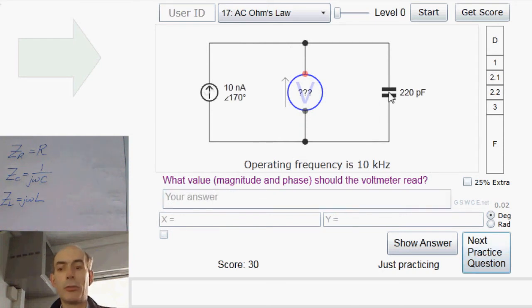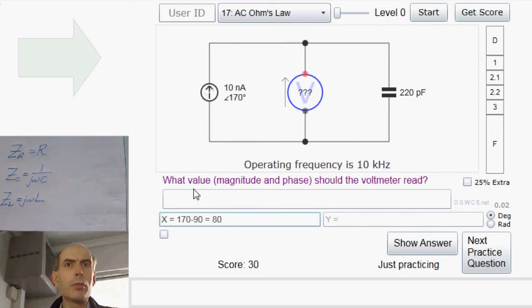Here we've got a capacitor. And for a capacitor, the current is 90 degrees ahead of the voltage. If you've come across the acronym CIVIL, capacitance, current before voltage. So the voltage is 90 degrees behind the current. So if the current is 170 degrees, the voltage will be 170 minus 90, 80. So we know the angle, 80 degrees.